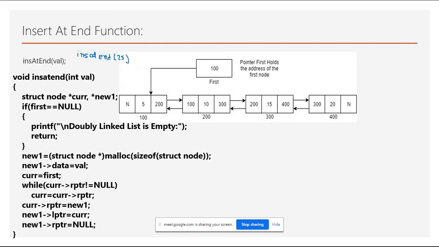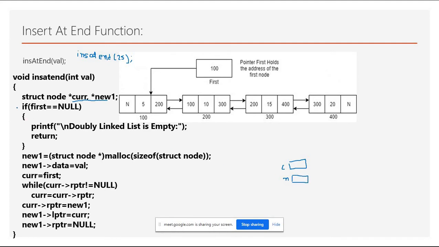So in that case what you need to do is, first we need to declare two pointers. So the first pointer, that is a current pointer, and another pointer that is called a new one pointer. So my new one pointer is right here, n.